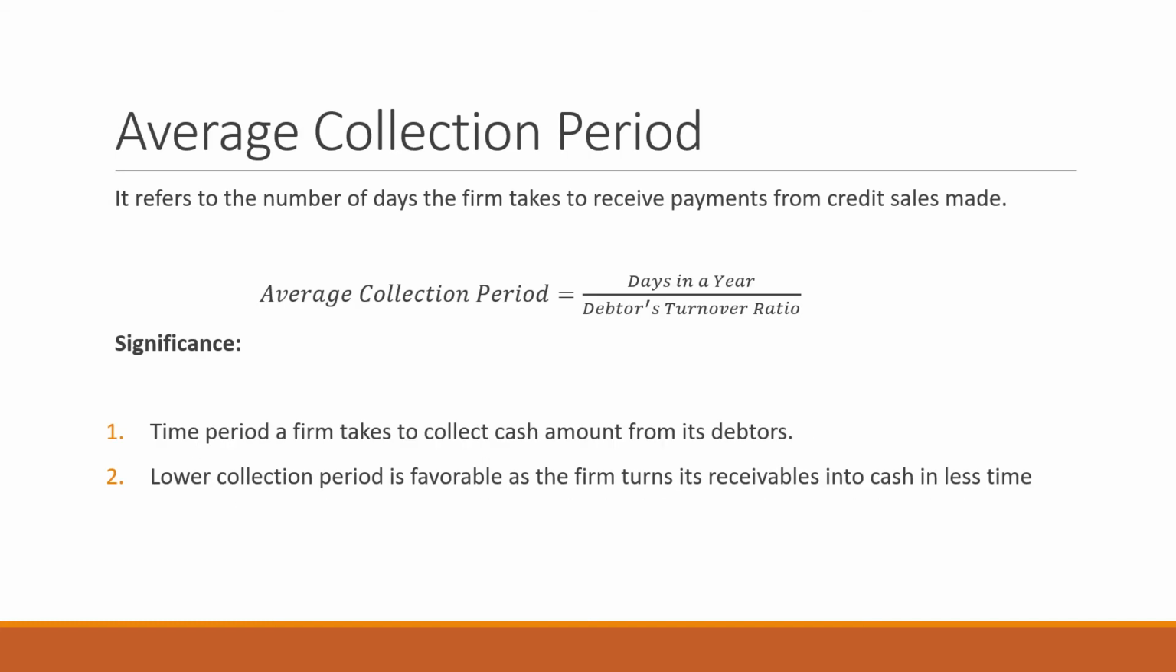Average collection period. It refers to the number of days the firm takes to receive payments for the credit sales it made. By formula, average collection period is equal to days in a year divided by debtors turnover ratio. This ratio signifies the time period a firm takes to collect cash from its debtors. The lower the collection period, the better it is for the firm because the firm doesn't take long in collecting cash for its receivables or credit sales, and thereby achieves working capital efficiency.